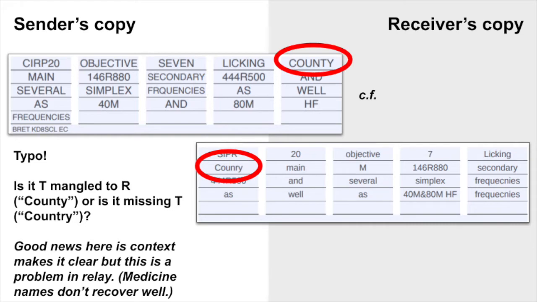Or is it the T is just missing, and it's actually supposed to be the word country? Now, in this case, it's pretty clear what we're talking about. We're talking about Licking County, not Licking Country. But not all messages are going to work out this way. If we're talking about medications or something along those lines, we're not going to be able to figure it out, and we might in fact substitute one thing for another. Plenty of words are off by only a letter.